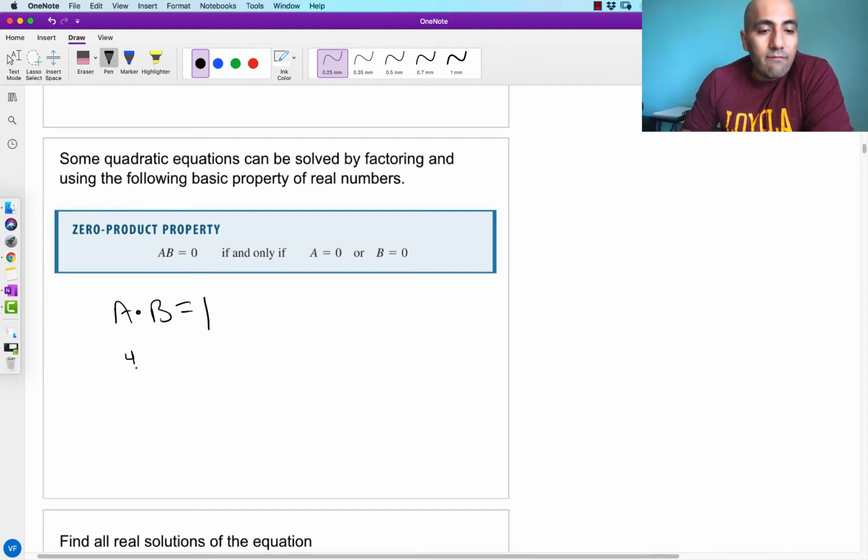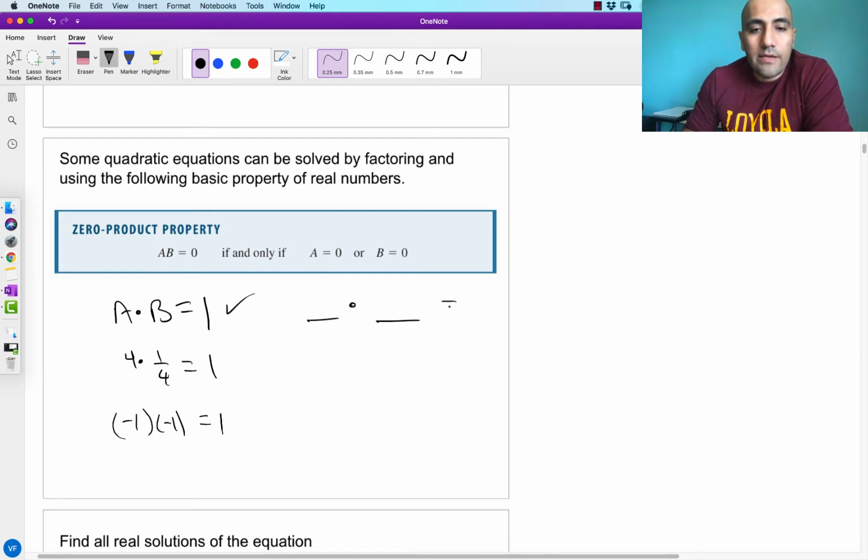It could be 4 times 1/4, that equals 1. It could be -1 times -1, that equals 1. So there's all kinds of numbers that can go into either one of these and maintain a true statement. There's really nothing special about the number 1. But there is something special about the number 0.